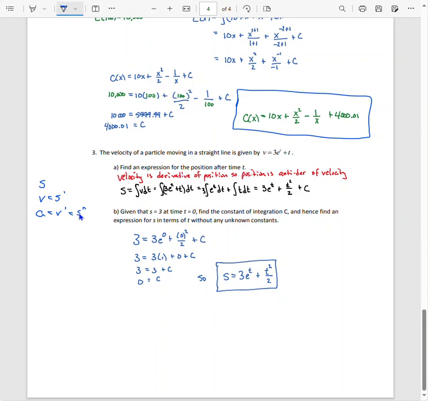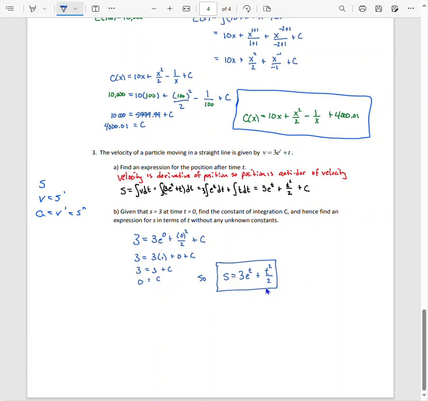But now, given that s equals 3 when time is 0, find the constant of integration c, and hence, find an expression for s in terms of t without any unknown constants. Okay, so when t is 0, s is 3. So I put 3 on the left equals 3e to the 0 plus 0 squared over 2. e to the 0 is 1. 0 squared is 0. Divided by 2 is still 0. So I'll have 3 plus c equals 3, and c must be 0.